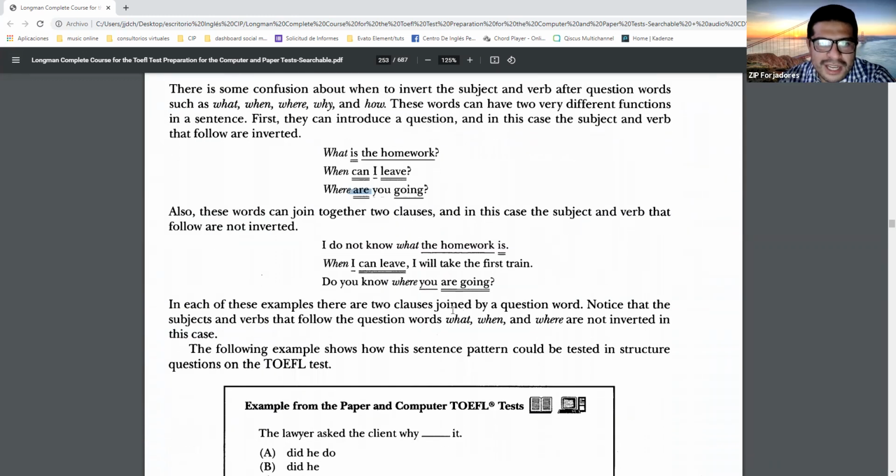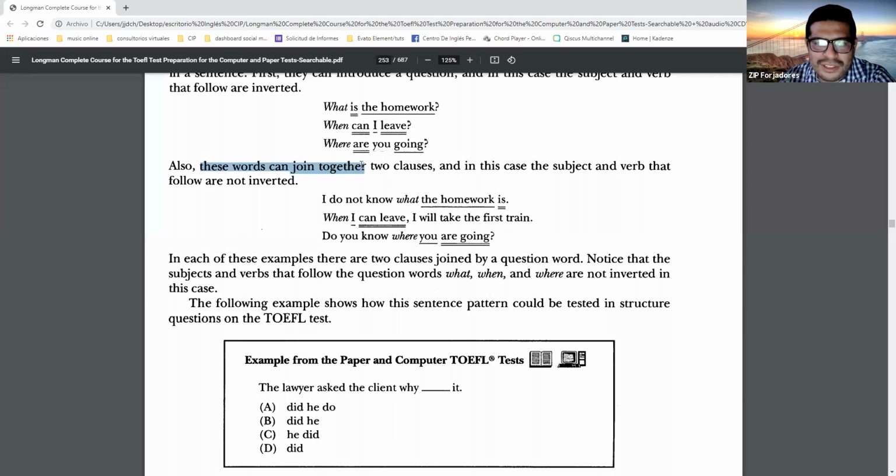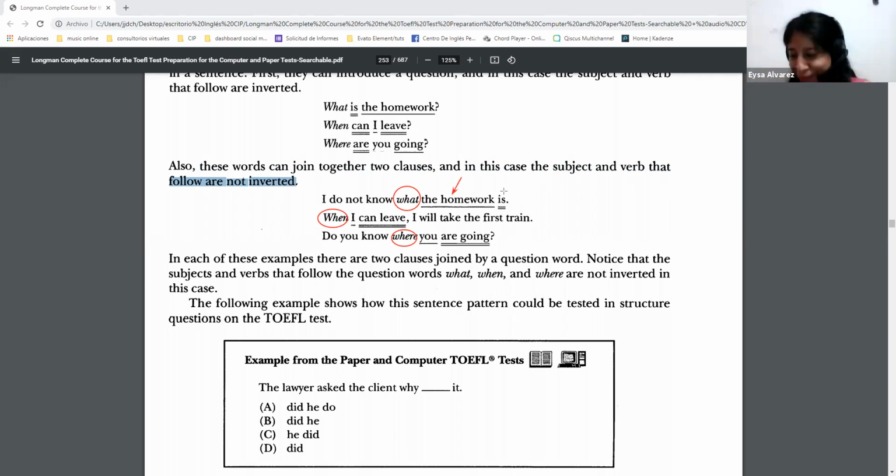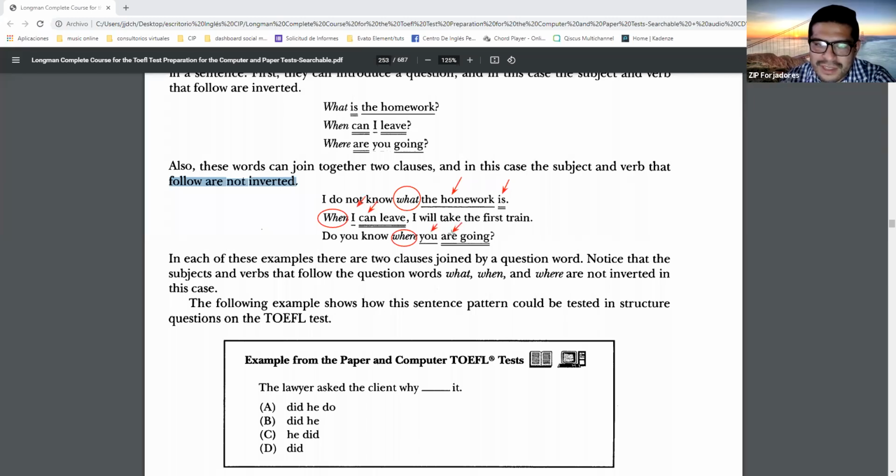Also, this word can join together two clauses, and in this case, the subject and the verb that follow are not inverted. So it's another review about clauses. So this is a connector, this is a connector, and this is a connector. When they are connectors, you are not going to invert. No inverting connectors. Subject, verb, subject, verb, subject, verb.